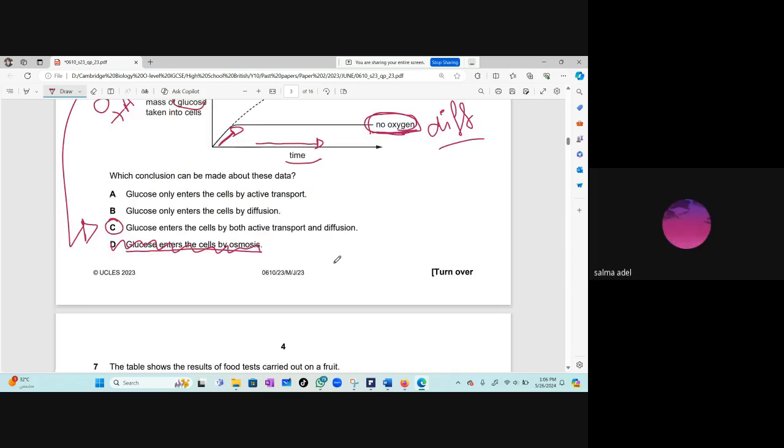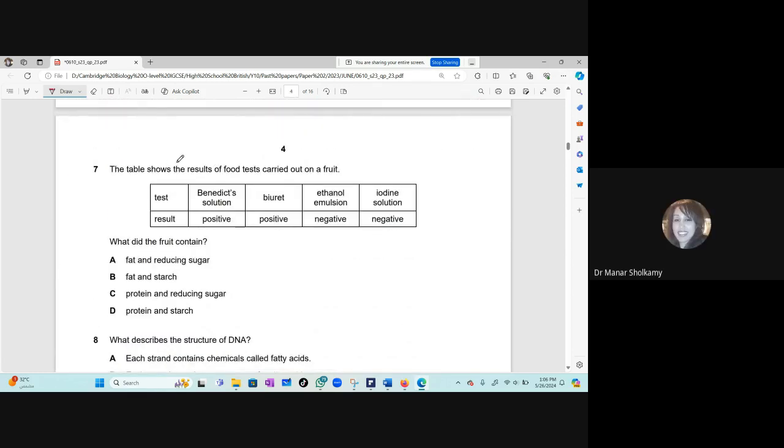Yes. Okay. 7. The table shows the results of food tests carried out on a fruit. The test either Benedict or biuret or ethanol or iodine, and the result positive for Benedict and biuret, negative for ethanol, and negative for iodine. So what did the fruit contain? This is so easy. Protein and reducing sugar. Yes, okay. Benedict is positive, so reducing sugar. Biuret is positive, so protein.